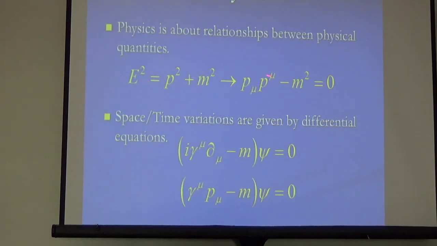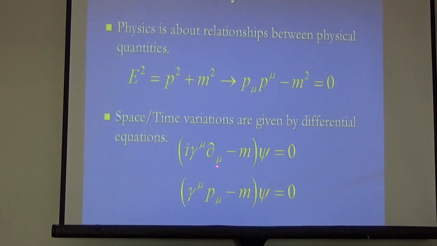P0 then is the energy, and P1, P2, and P3 are the three spatial ones, and there's an m squared. All right, so is this notation familiar? Okay, so now, here is the Dirac equation.